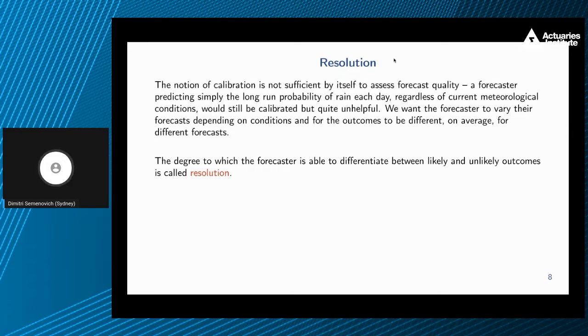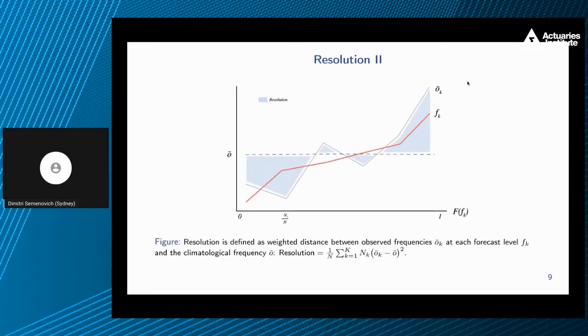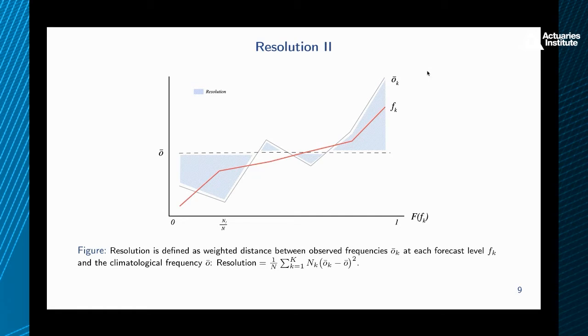resolution. And we can also see it on the calibration plot. Here it's defined as the distance between the realized frequencies for different forecast levels and the average frequency. So how much better than just the overall climatological average is the forecaster able to do? So another quite straightforward quantity.